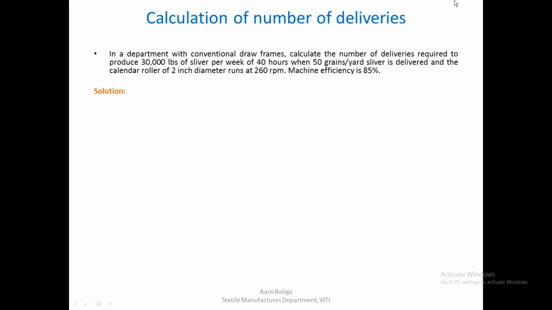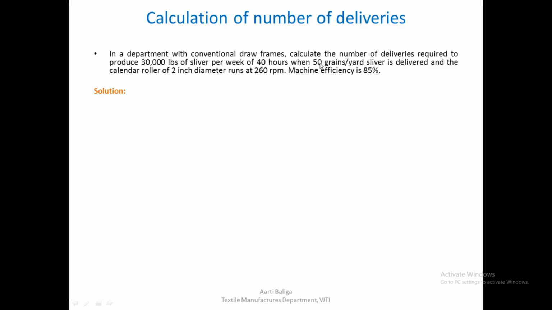So coming to the next problem, where we need to calculate the number of deliveries that are needed. In a department with conventional draw frames, calculate the number of deliveries required to produce 30,000 pounds of sliver per week of 40 hours when 50 grains per yard sliver is delivered, and the calender roller of 2 inch diameter runs at 260 rpm. Machine efficiency is 85%. Again, we have been given the production, and we have been asked how many deliveries would be required in the department to produce this much.